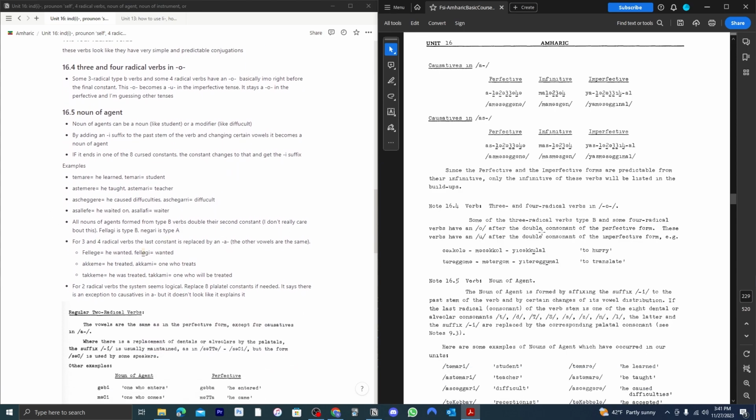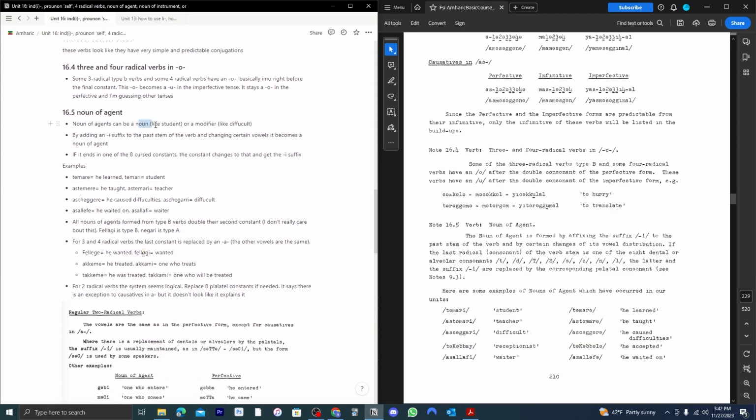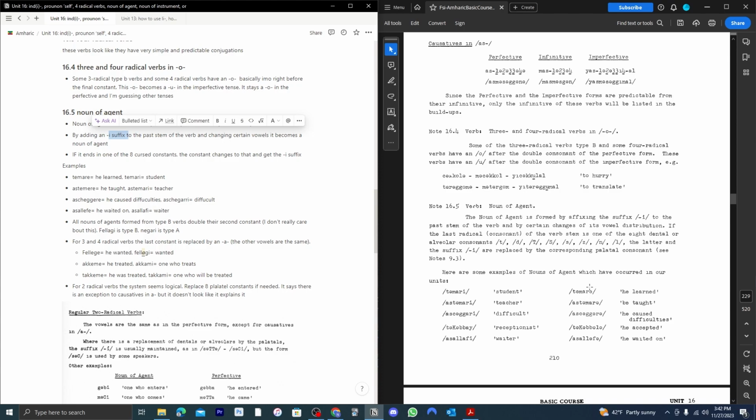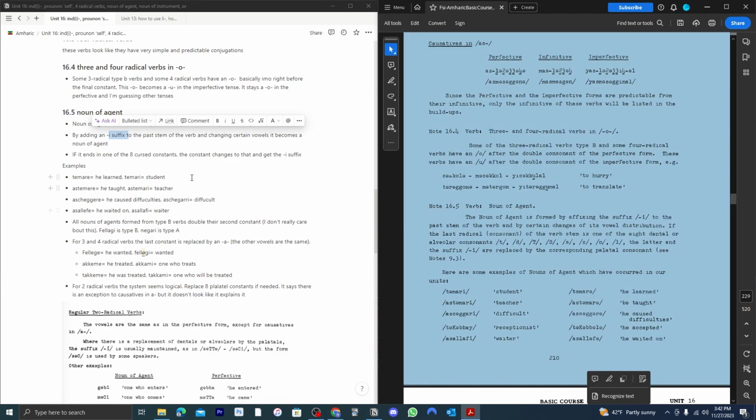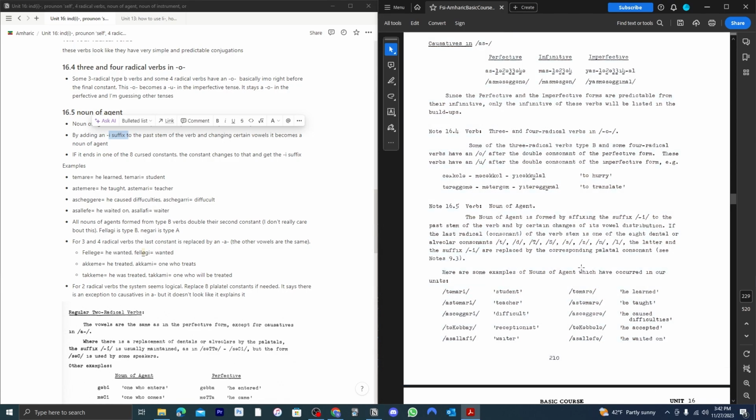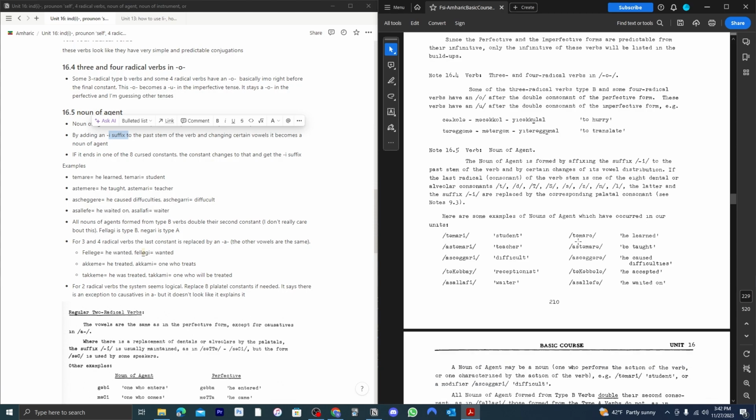Continuing to 16.5, nouns of agents. So these are like nouns or modifiers. Basically, you'll add an I and replace the ending E here for the perfective of he, him. And then you'll generally get a lot of the nouns. I don't think this is a perfect system. There's some exceptions to this, but it works pretty generally. Like temare is he learned, tamari is student.